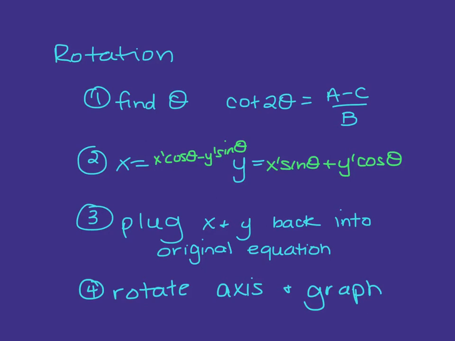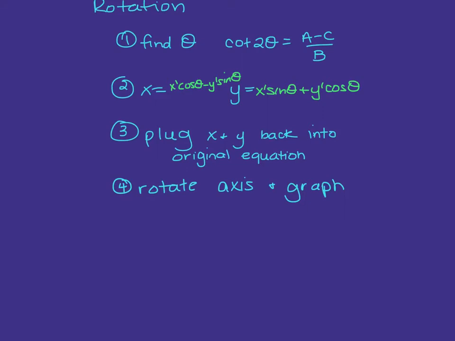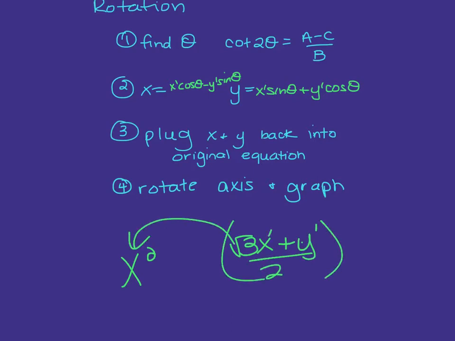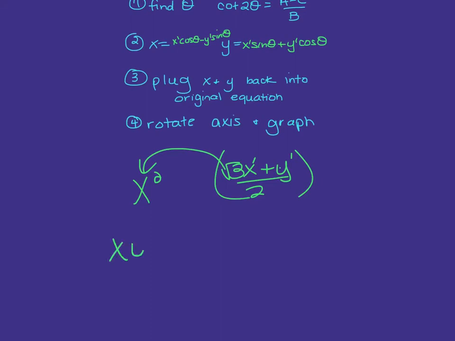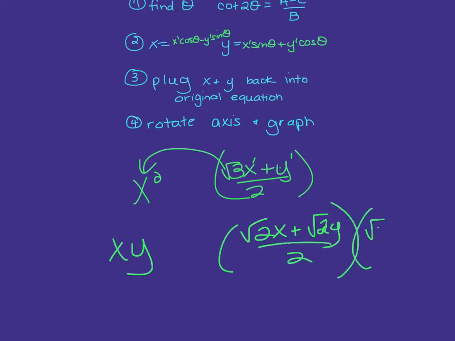What shortcuts were you talking about? If I had x squared, right, and my x is (root 3 x plus y), these are primes, over 2, and I take that and I plug that in. So you square the first term, you square the last term, and the middle term is the product of the 2. Or the xy, if you have a 45 one. I took out the primes, but you would bring them back in.